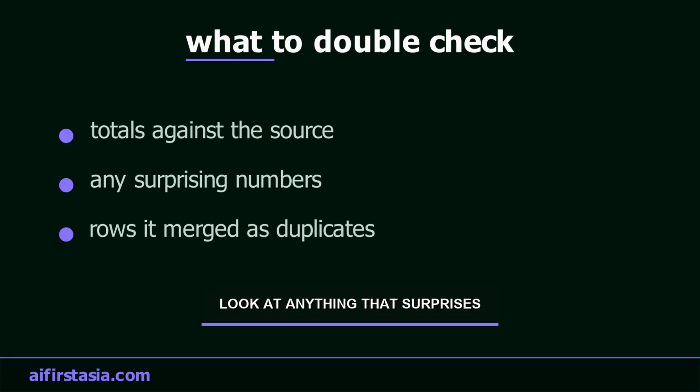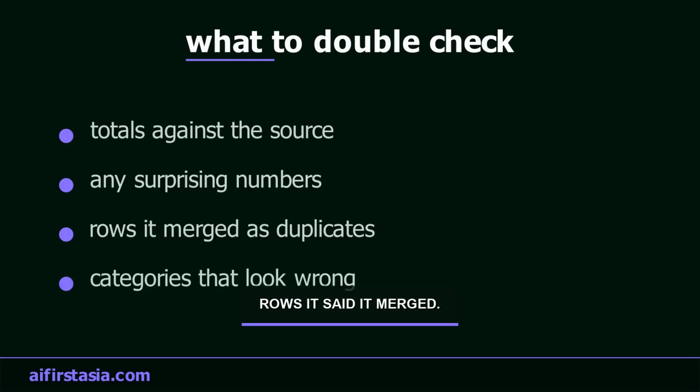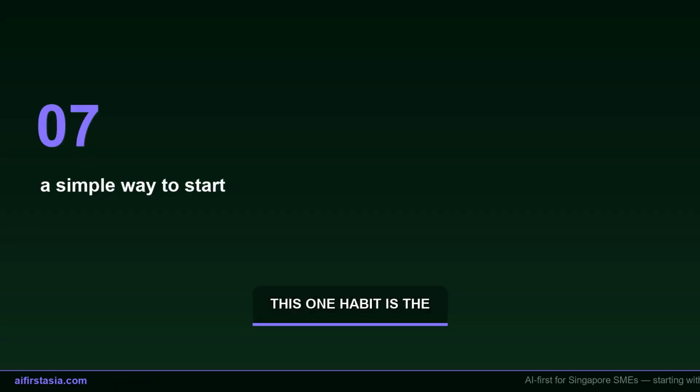Look at anything that surprises you and ask where the number came from. Scan the rows it said it merged. If the figures do not tie back to the source, you do not ship them. This one habit is the difference between AI saving you time and AI quietly creating an expensive mistake. Never hand its numbers on without checking them first.